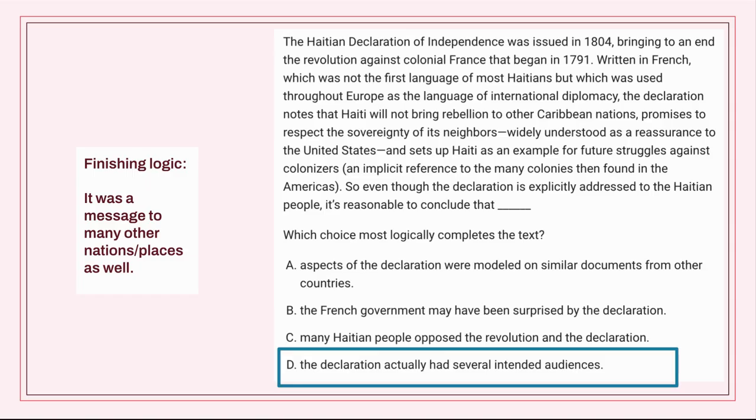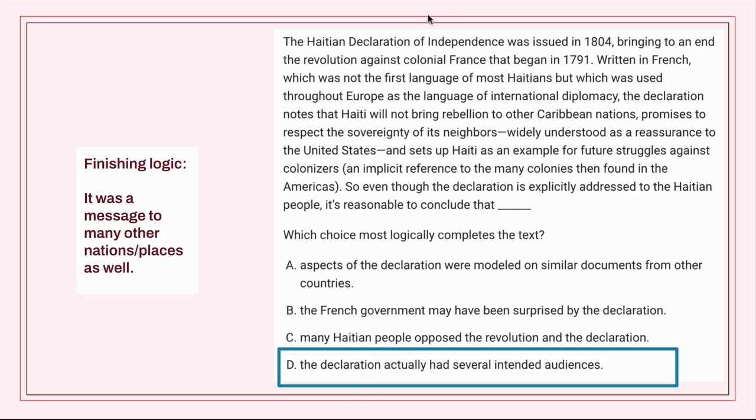It might be true. And also, if we're just reading the sentence, even though the declaration is explicitly addressed to the Haitian people, it's reasonable to conclude that many Haitian people oppose the revolution in the declaration. Yes, this part is still about the Haitian people, but this passage as a whole is not about the Haitian people. It's about other people who the Declaration of Independence is addressed to. So this one doesn't really make a lot of sense either.